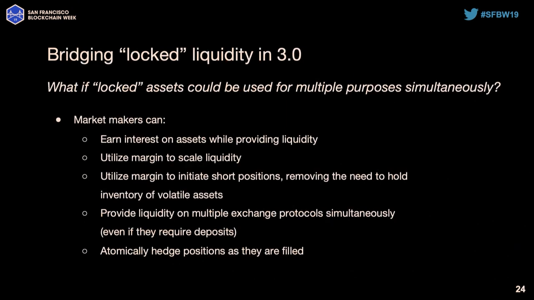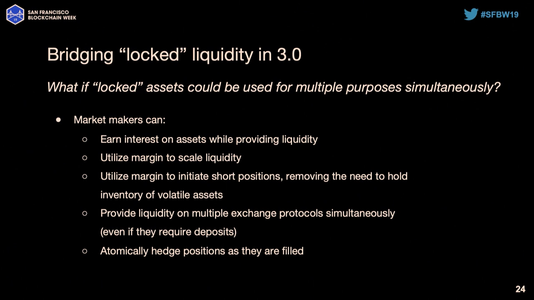So this is one of the goals in version 3.0 as well. We want to bridge all of this liquidity that's locked in DeFi with liquidity that can be provided on 0x. This uses the same exact mechanism that I was talking about to bridge decentralized exchange liquidity with 0x. And you can use the same mechanism to earn interest on your assets while providing liquidity. Today, market makers are faced with a choice of lending out their assets for, let's say, 10% annualized interest or providing liquidity on 0x. And that could be a difficult trade-off. Now you can do both at the same time.